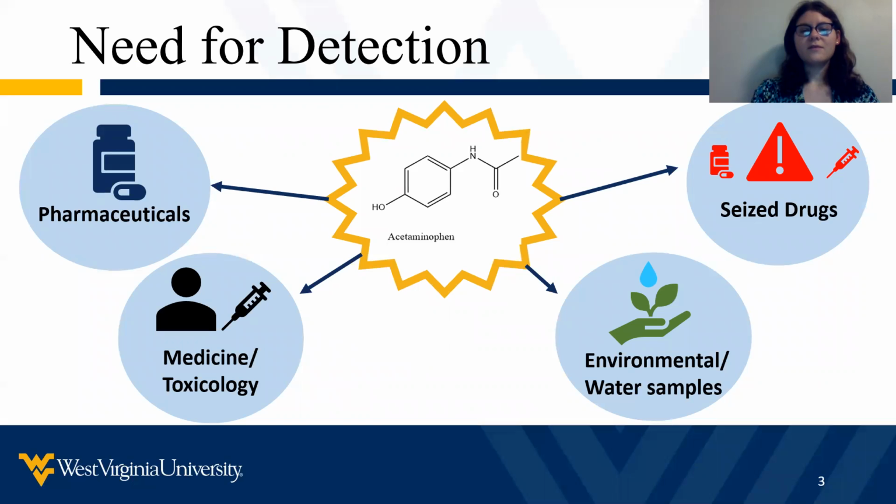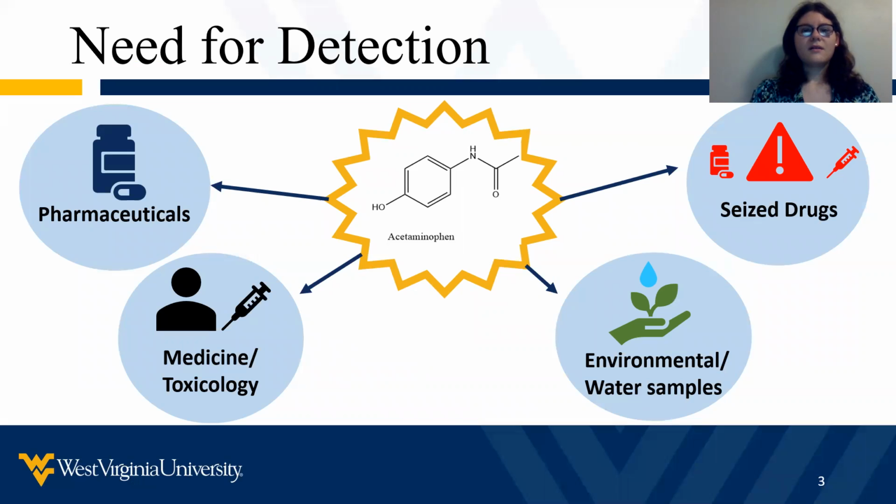However, acetaminophen also shows up in some surprising places. The first of these is in the world of seized drugs. When people sell illegal drugs, that process is not at all regulated, so they often include cutting agents in order to increase their profit margins. And acetaminophen is a common cutting agent. So analysts that are looking at these suspected powders need to be able to detect compounds including acetaminophen.